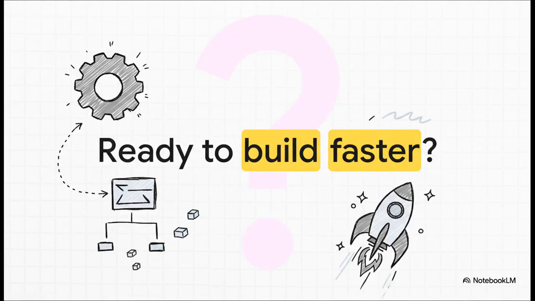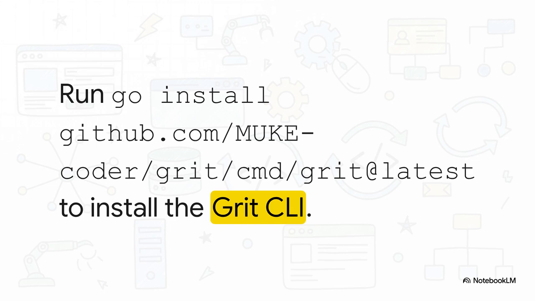You know, when it comes down to it, Grit is all about removing friction. It automates all the boring, repetitive plumbing of full-stack development. And that frees you up to focus on the unique, creative business logic that actually makes your application special. So the real question the framework is asking you is, are you ready to build and ship a whole lot faster? If the answer is yes, then getting started is literally just one command away. You can install the Grit CLI directly with Go and start building your next great idea today.